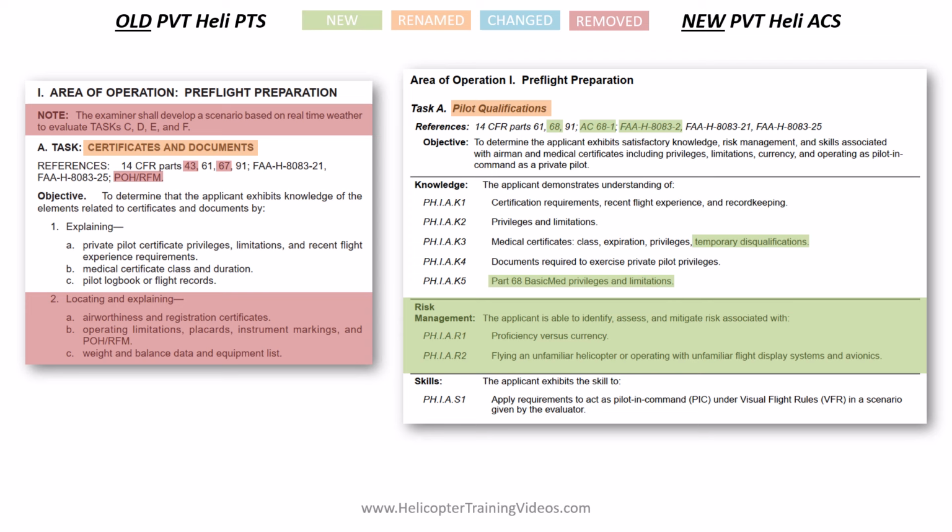Like I said, this is a new section for all of the ACS tasks. It's really talking about how the applicant, are they able to identify, assess, and mitigate risks associated with, and then it will give elements after that. This is very often going to be scenario-based type questions. It covers here proficiency versus currency and flying an unfamiliar helicopter or operating with unfamiliar flight display systems and avionics. And those are both very good and real considerations in my opinion.